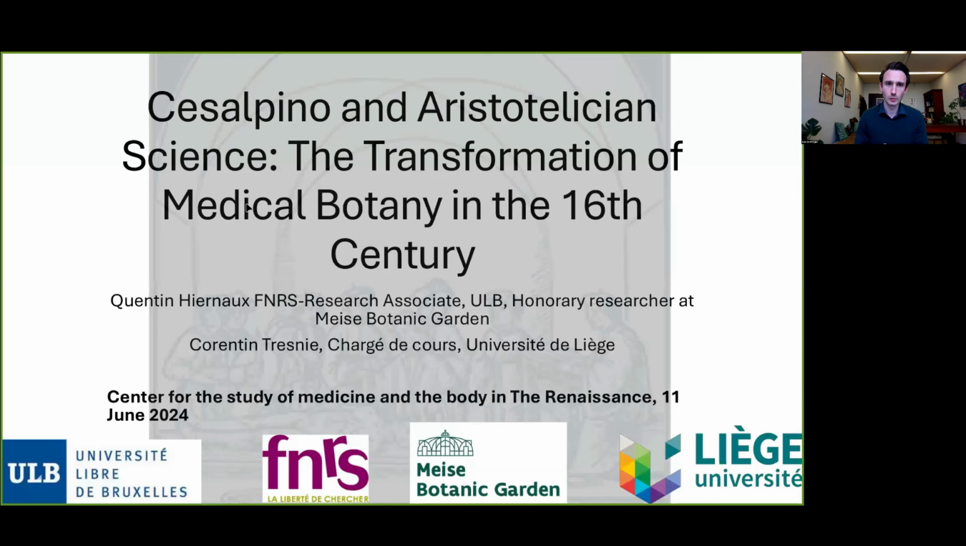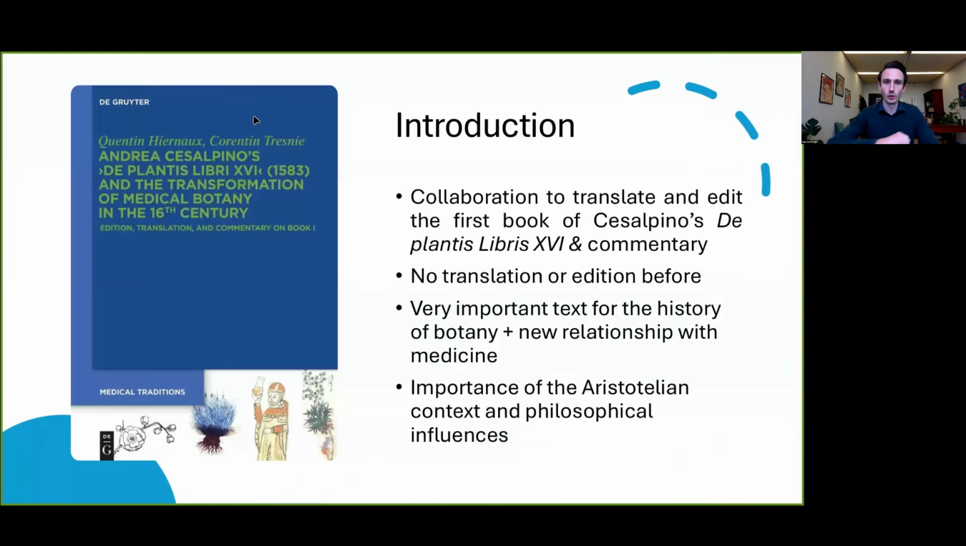We will present this PowerPoint together because it is the result of a collaboration we had these last years. We are going to speak about Andrea Cesalpino's botany, and more specifically about the work we did on the De Plantis Libris, which is a collaboration between Corentin, Tresnie and I, about the translation and edition of the first book of this series of 16 books Cesalpino published in 1583.